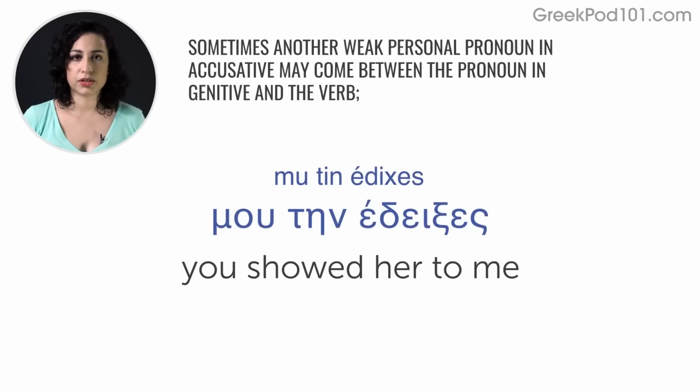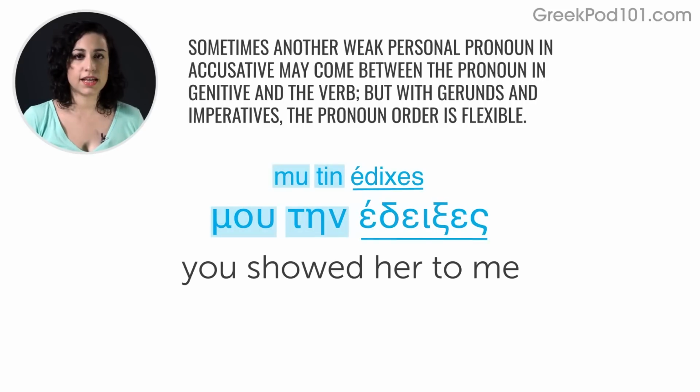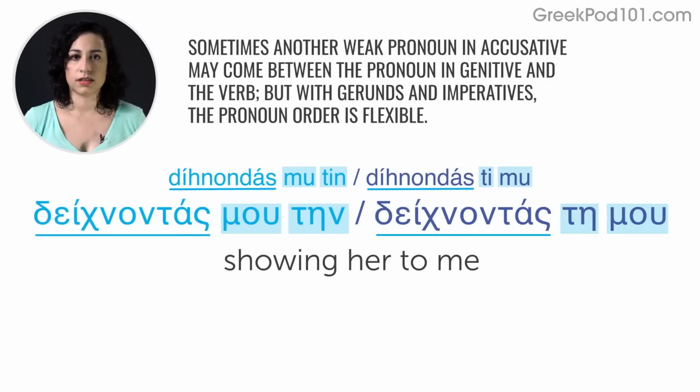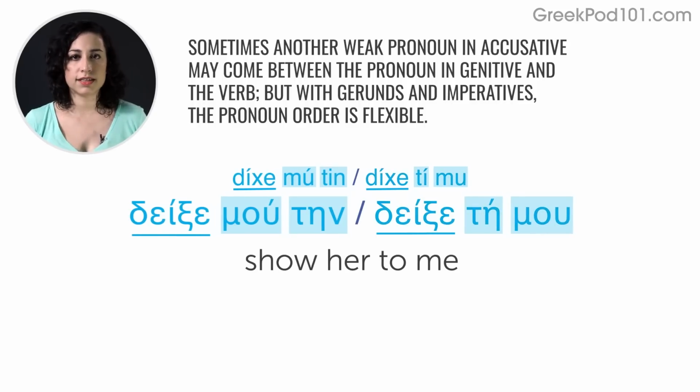Sometimes another weak personal pronoun in accusative may come between the pronoun in genitive and the verb. But with gerunds and imperatives, the pronoun order is flexible. For example, μου την έδειξες. You showed her to me. Δείχνοντάς μου την, or δείχνοντάς τη μου, showing her to me. Δείξε μου την, or δείξε τη μου, show her to me.